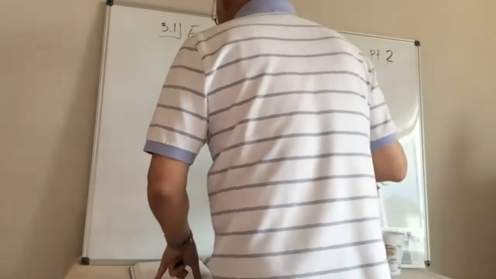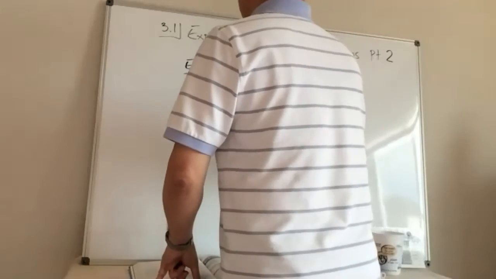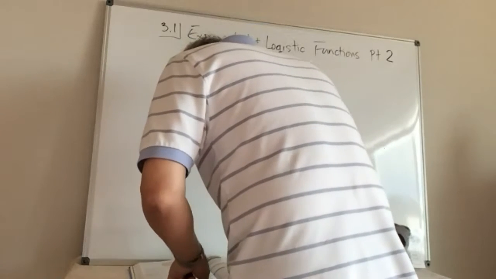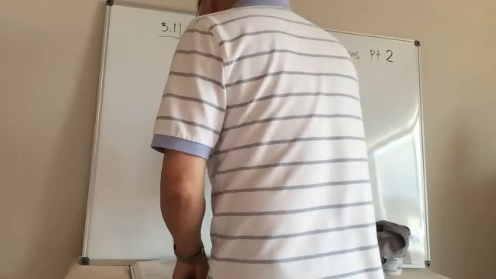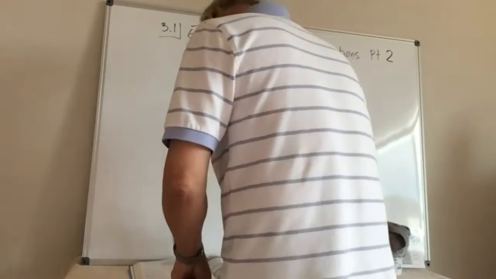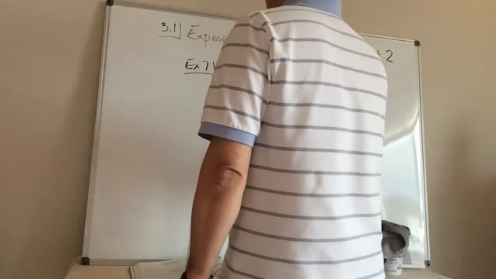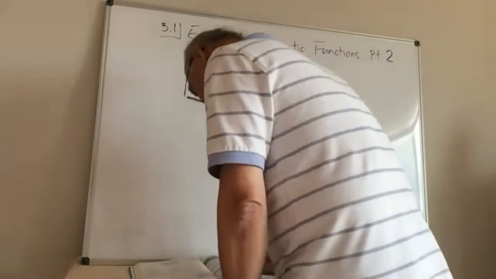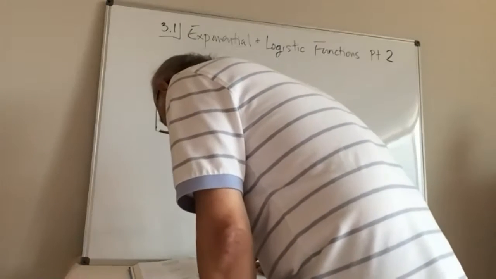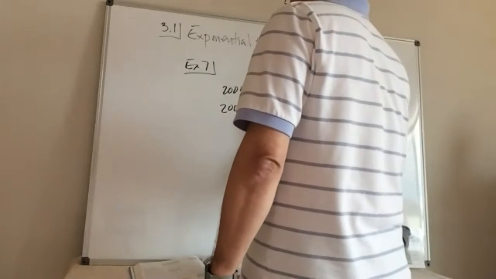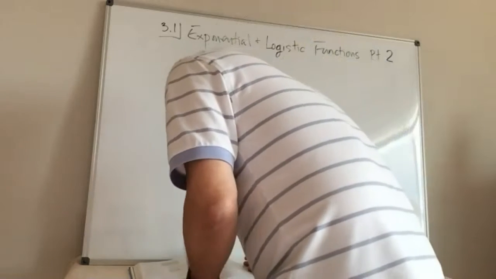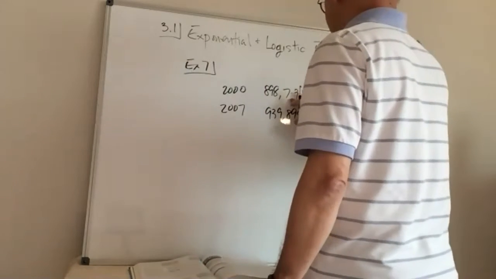Let's do example number 7, the population. I'm using the data in 3.5, where we had the year 2000, 2007. We had 898, 739, 939, 899, 759.